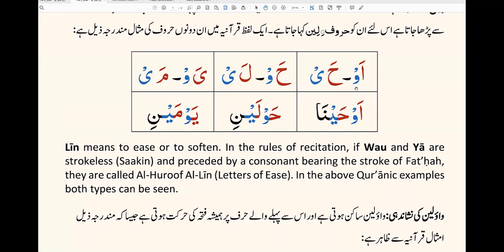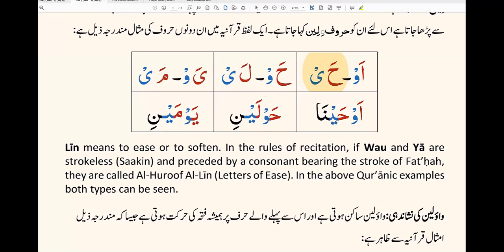The ya lin, it's the same principle. The ya has a sukoon, ya sakin, and the way that you know it is a ya lin is the letter before it carries a fatha, and that's how you know how to pronounce that. So that's hey.